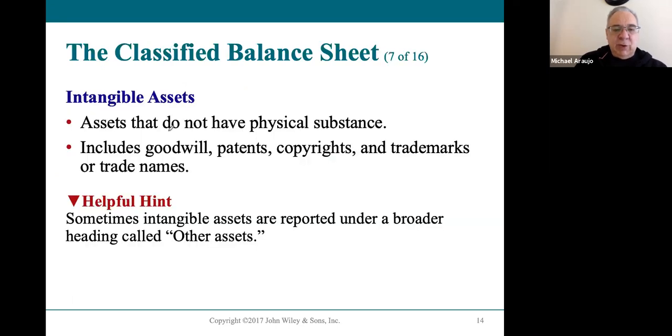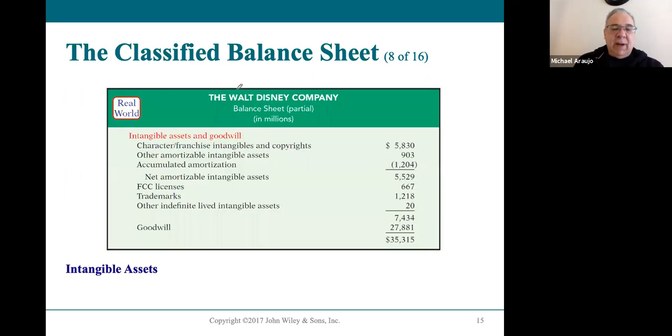Intangible assets, again, they do not have that physical substance like property, plant, equipment does, but it's very, very important because the business does need it to do things like a patent or a copyright or a trade name. Okay. And so that's really, really important. This is the Disney balance sheet for its intangibles. All those characters are copyrights.